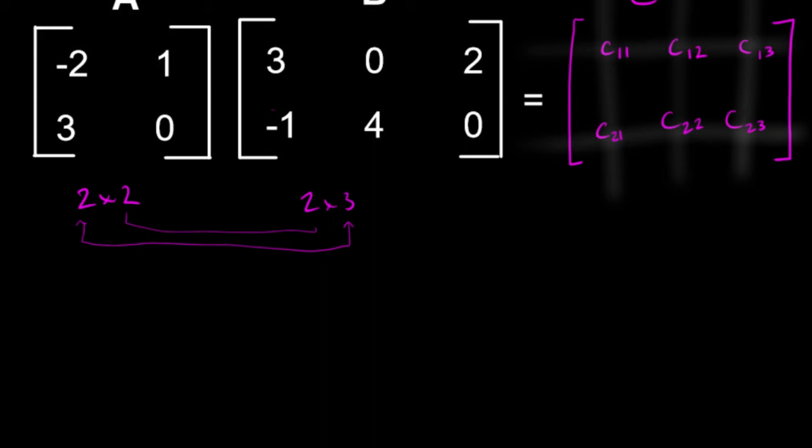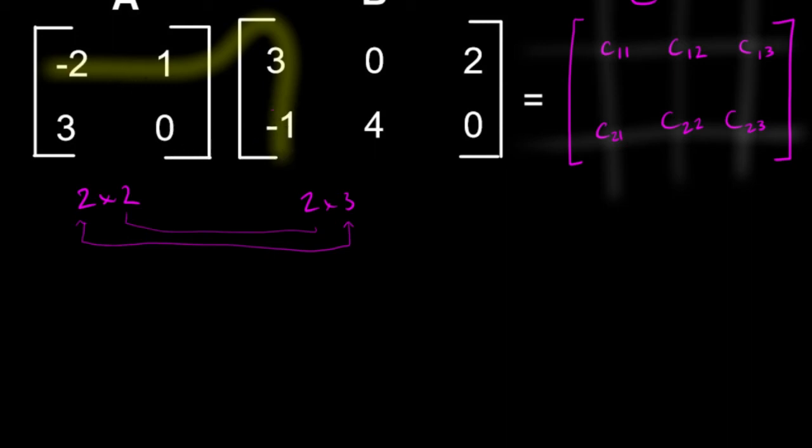You guys remember, as we just did, that this is the first row, first column, right? So what you do is you take the first row of the first matrix and the first column of the second matrix and multiply them together. So it's first row, first column. So what that looks like is this. First row, first column.